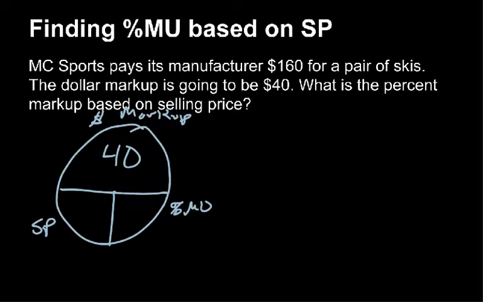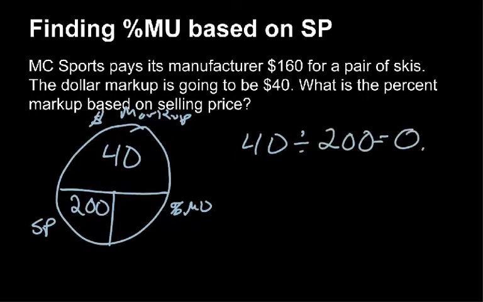It doesn't tell us our selling price, it tells us our cost, but remember, cost and markup together are selling price, so 160 plus 40 is 200. And if we divide that out, we'll get our markup percent. So 40 divided by 200, and you get 0.2 or 20%. So it was a 20% markup based on selling price.